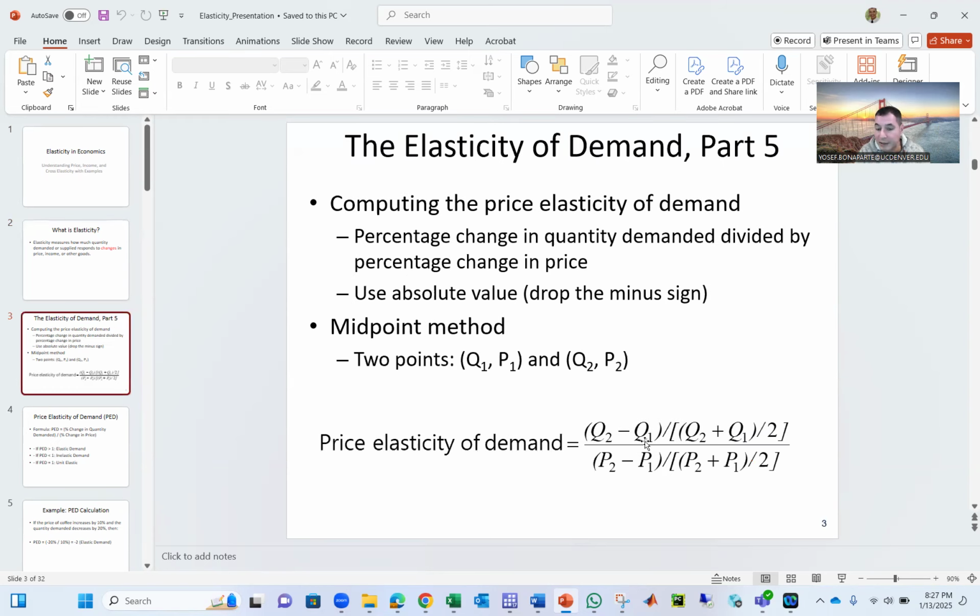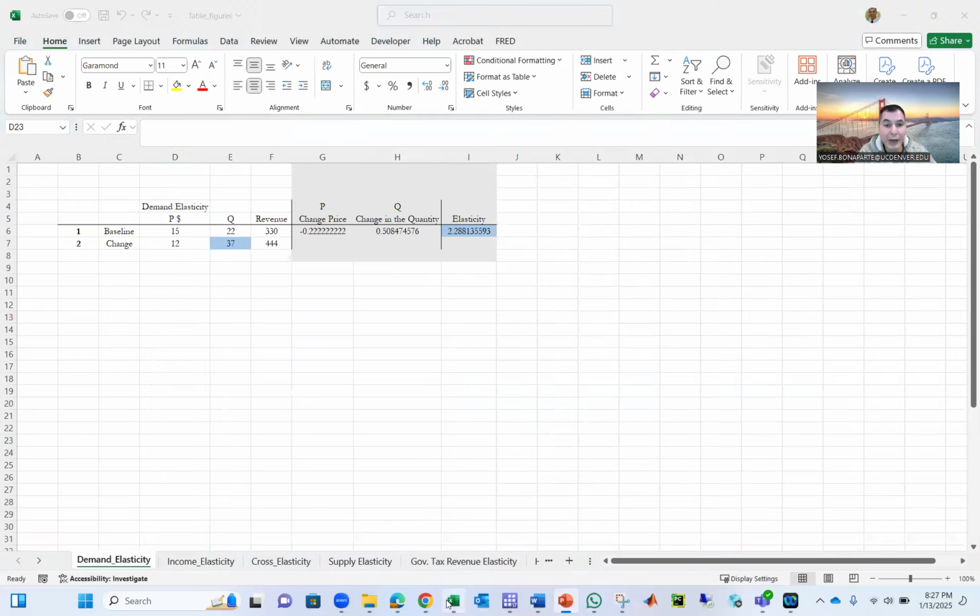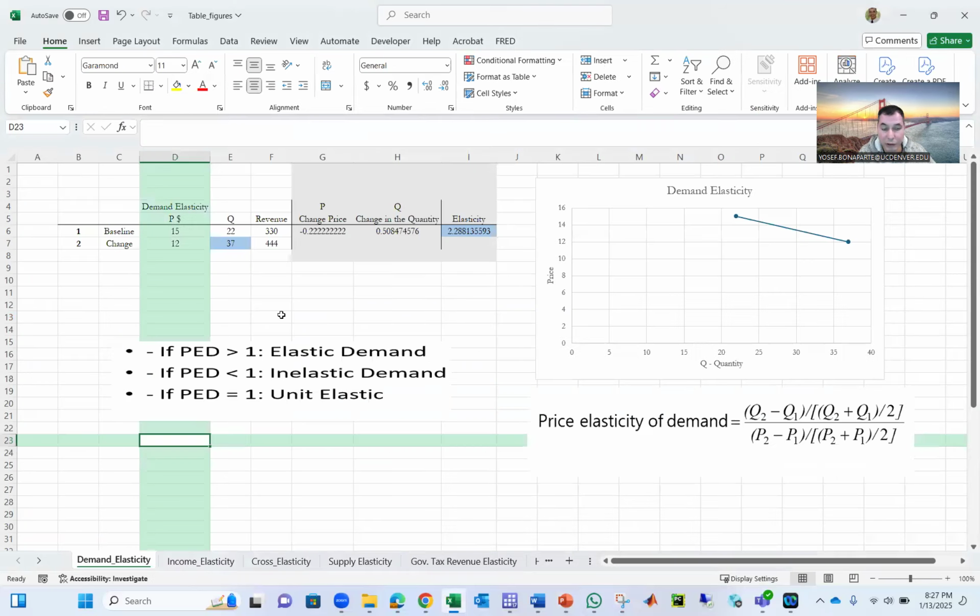As for the formula, suppose you move from price 1 to price 2, and change your quantity from Q1 to Q2. Then the formula is Q2 minus Q1 divided by the average, divided by P2 minus P1 divided by the average. You will have an Excel with an illustration of demand.